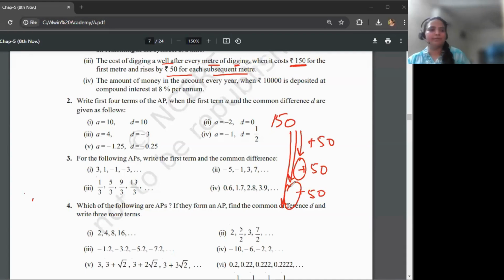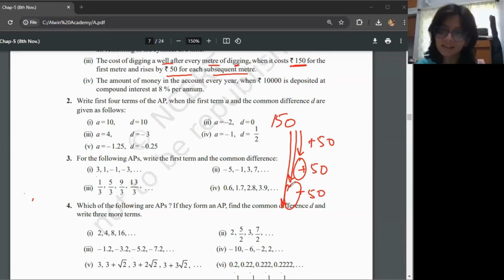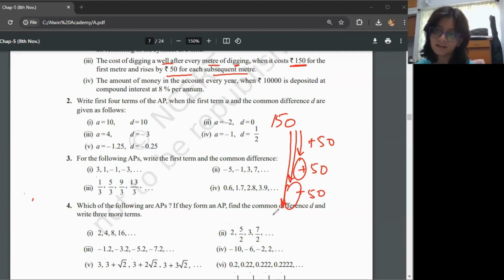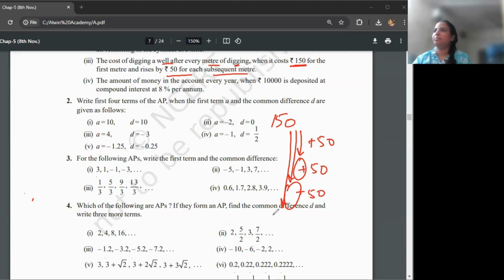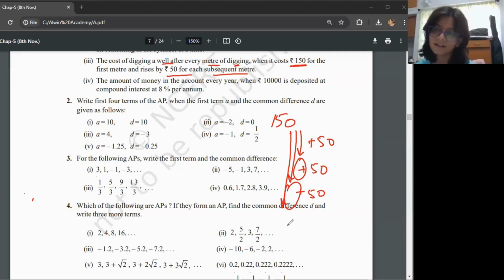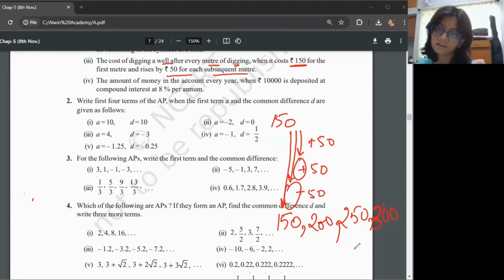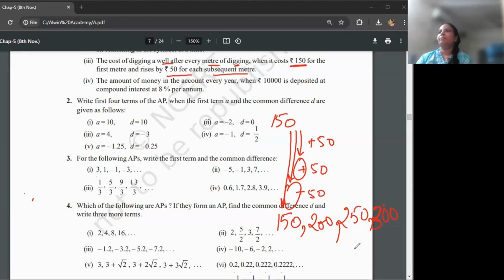Gauri, is this an AP or not? Ma'am, it is. Can you frame the AP out of this, please? The mathematical term, this is an AP. The first term is 150. Second one, add 50 to it, is 200. Next one is 250. Next one is 300. So what is this? A constant common difference is there between consecutive terms. Hence, this is an AP.